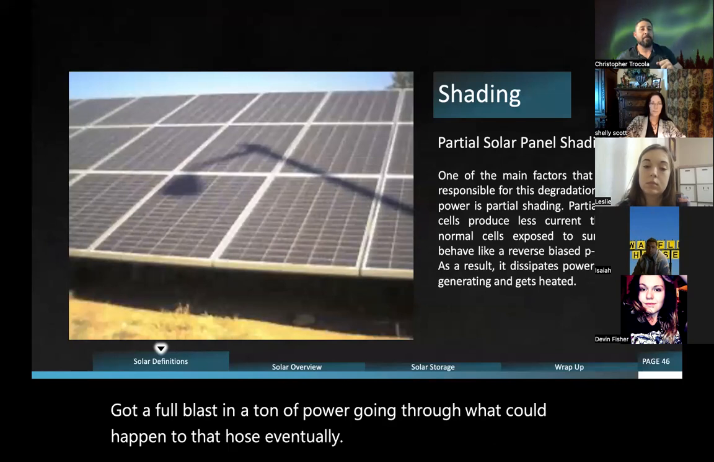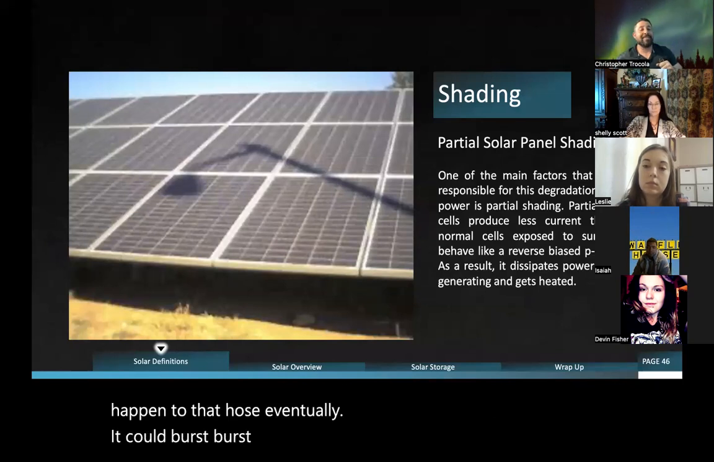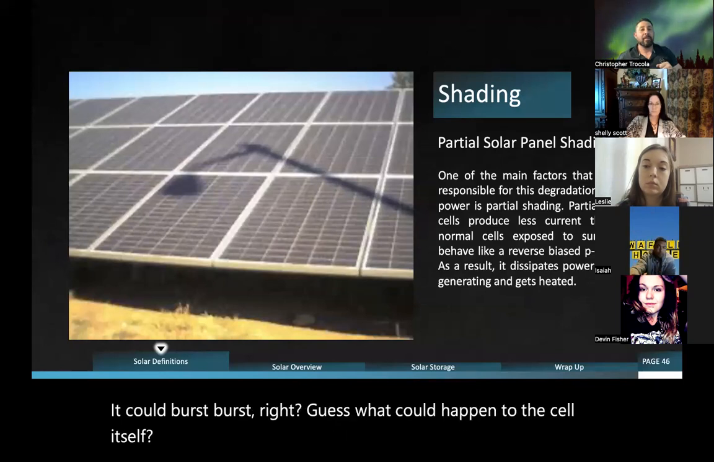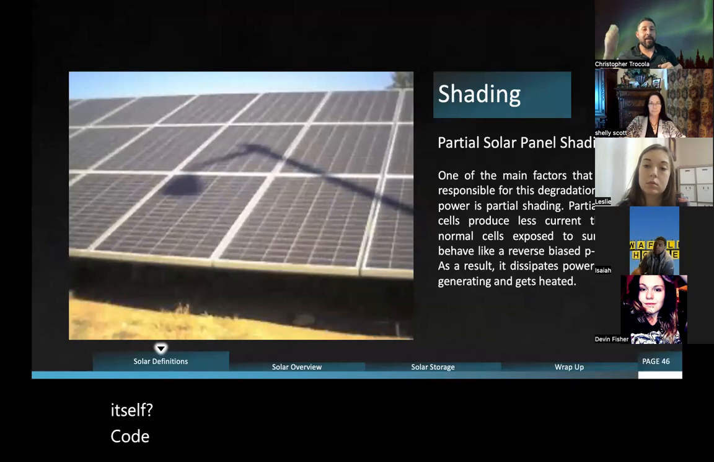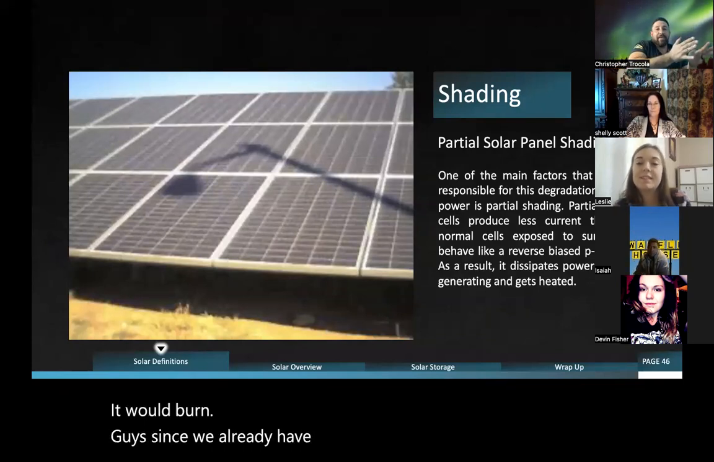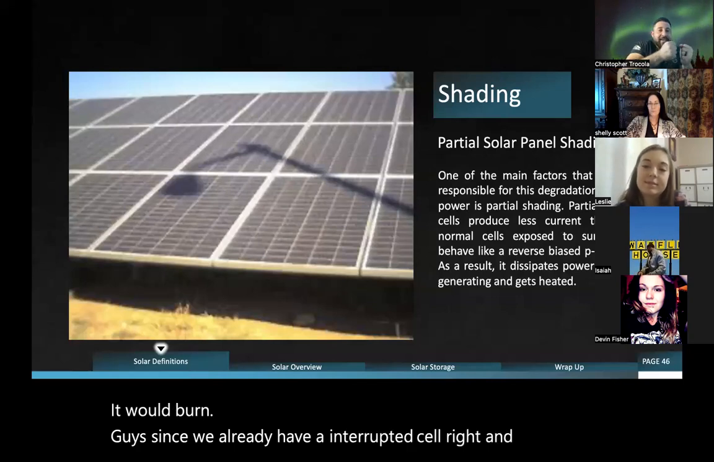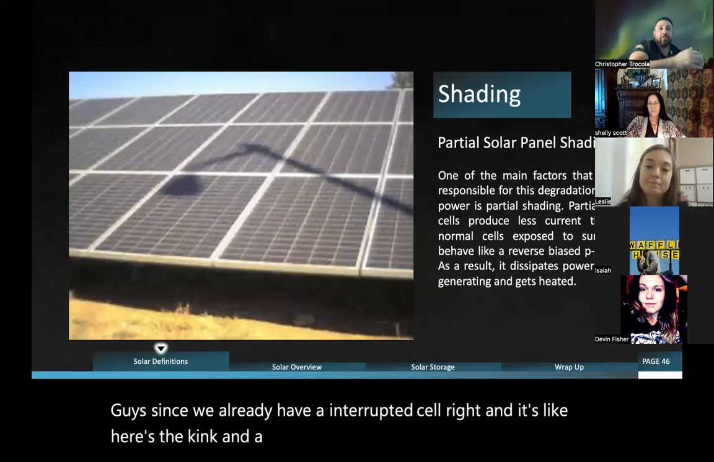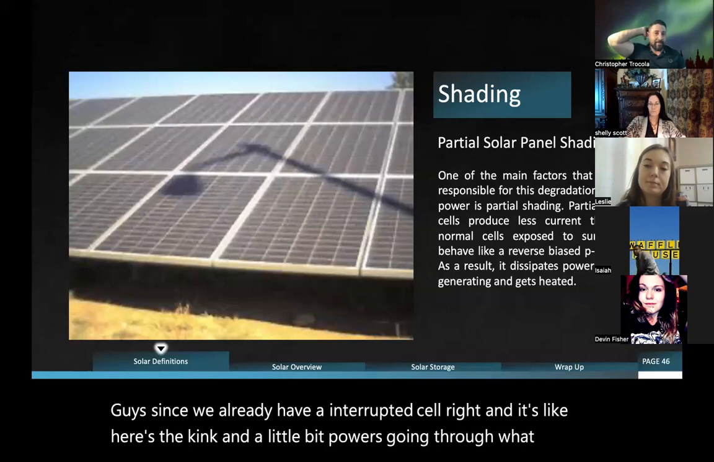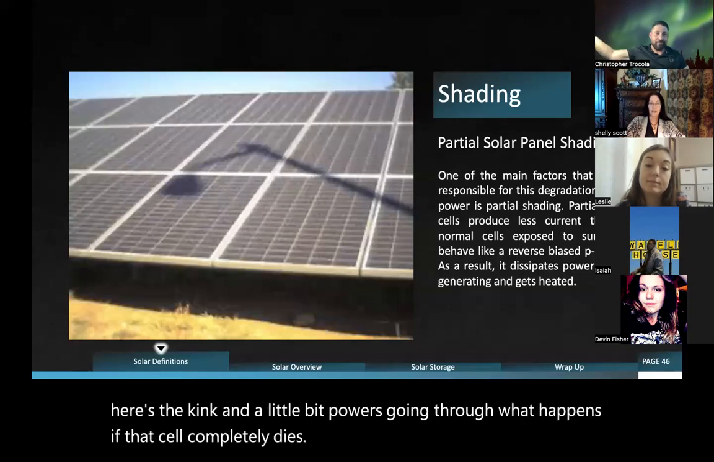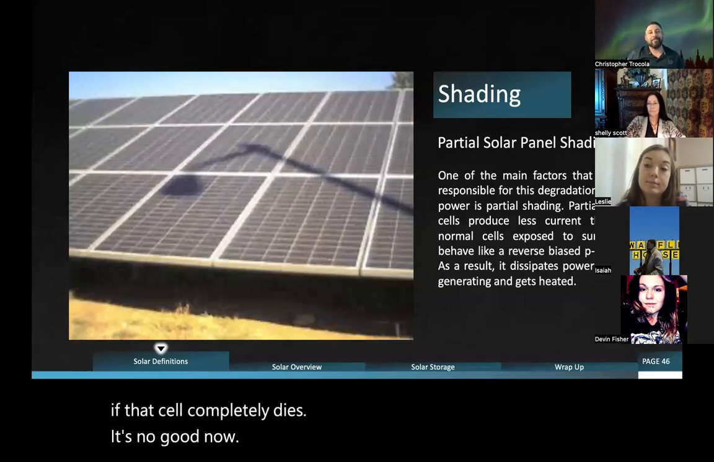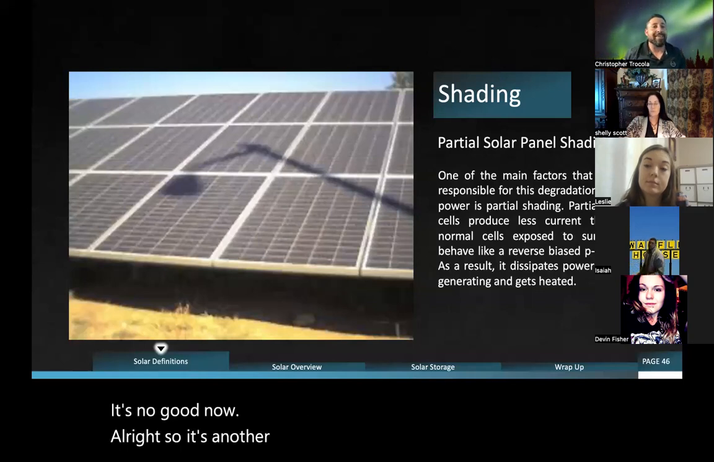It could burst, right? Guess what could happen to the cell itself? It would burst. It would die. If it dies, since we already have an interrupted cell, and it's like, oh, here's the kink and a little bit of power is going through, what happens if that cell completely dies? It's no good. Not working. No good, right? So it's another major factor when we're looking at shading.